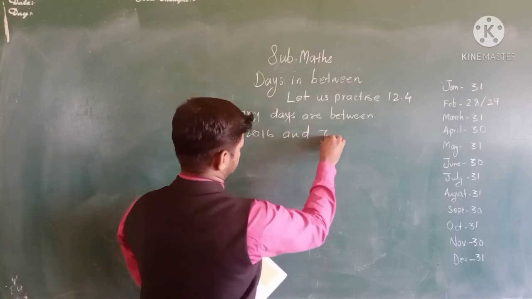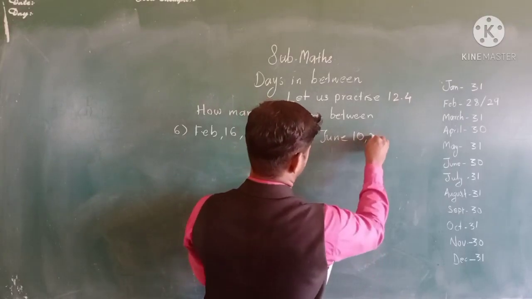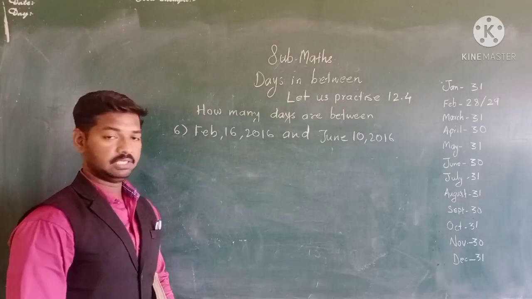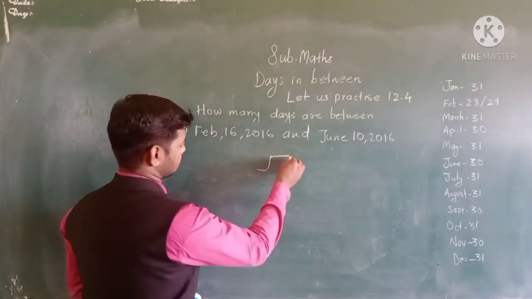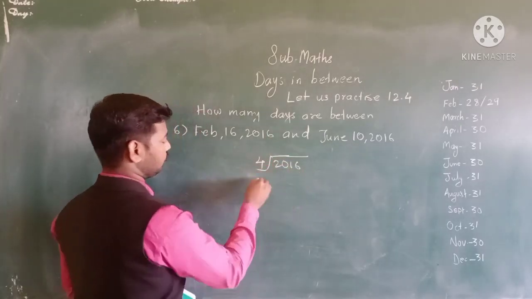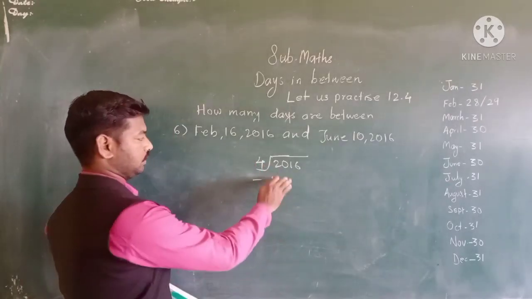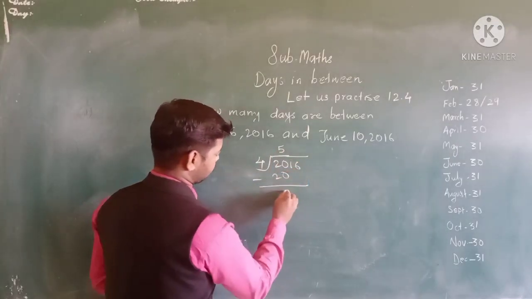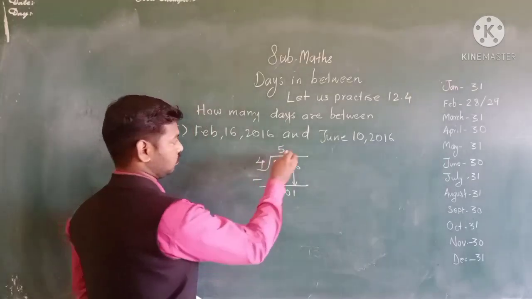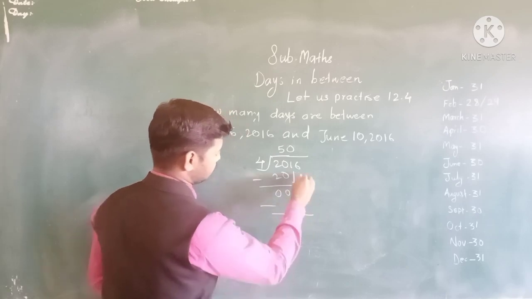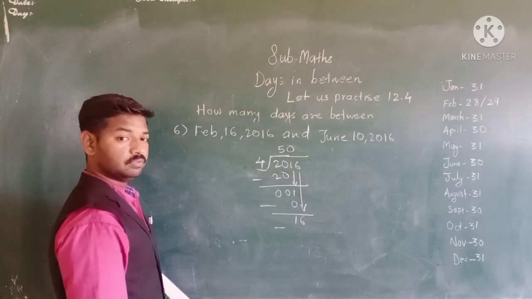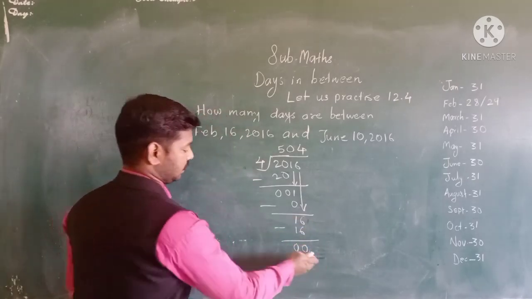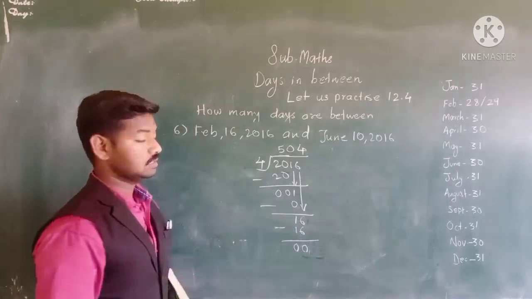February 16, 2016 and June 10, 2016. Again, in this question, the February month is there. So we have to check whether the given year is a leap year or not. So the same way we will check the number given for the year, that is 2016, we will divide by 4. Okay? The same way, 2 is smaller than 4, so we take 20. Then 4 fives are 20. Then when we come down, 1 is smaller than 4, so 4 zeros are 0. Then 6 will come down. 6 is there in the table of 4. 4 fours are 16, so 6 minus 6 is 0, 1 minus 1 is 0. So we get remainder as 0, which means the year 2016 is a leap year.